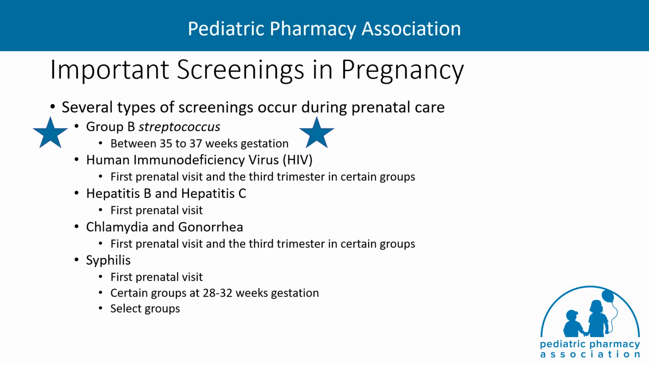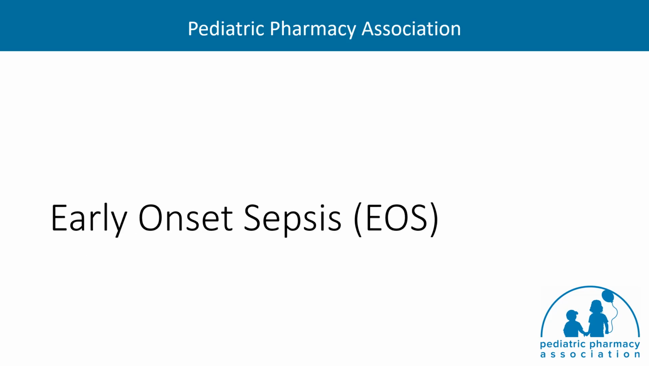It is important to note the time frame, as people who deliver preterm neonates may not have been able to have this screening completed. Often Group B status of patients may not be known and therefore may affect empiric treatment. Other screenings that are completed include HIV, hepatitis B and C, chlamydia and gonorrhea, as well as syphilis. And while all these infections can result in vertical transmission to the neonate, prophylaxis or treatment of these infectious diseases will be covered in a different module. Now that we've covered the basics of terminologies and screening, let's talk about early onset sepsis.